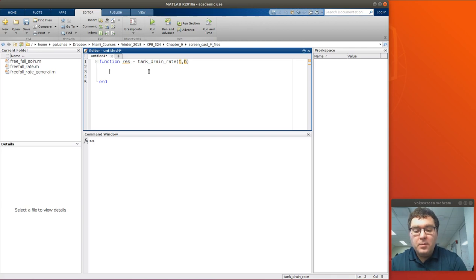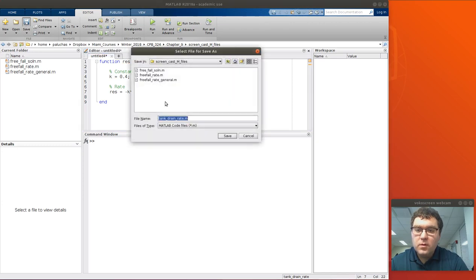Any constants we should define within the function, or if you want to make it general, you need to pass those via an anonymous function, so that when you use ODE45, you have a rate function with just two inputs. So let's here have k is equal to 0.4. And then our rate, res, is negative k times square root of h. Cool. So save it as tank drain rate.